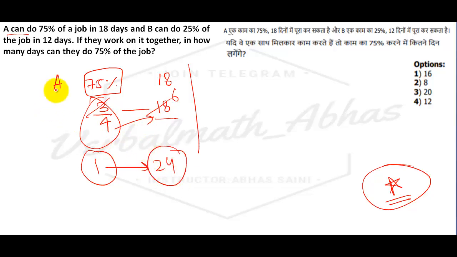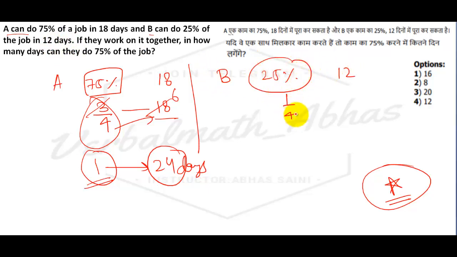Okay, so it means A will complete the whole work in 24 days. Okay, and now B can do 25% of the job in 12 days, which means here B does 25% of the job in 12 days. 25% means 1/4 of the job in 12 days, which means the complete job in 12 into 4, 48 days. Okay, now you have the complete scenario in front of you. And what is the question? If they work on it together, in how many days can they do 75% of the job?